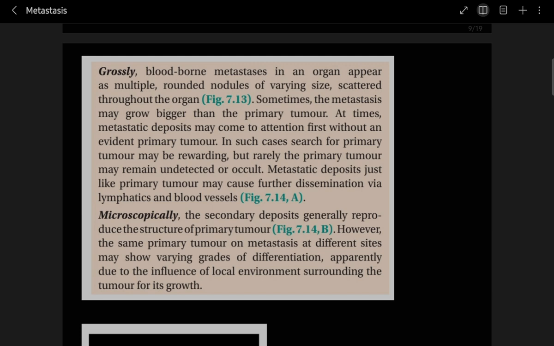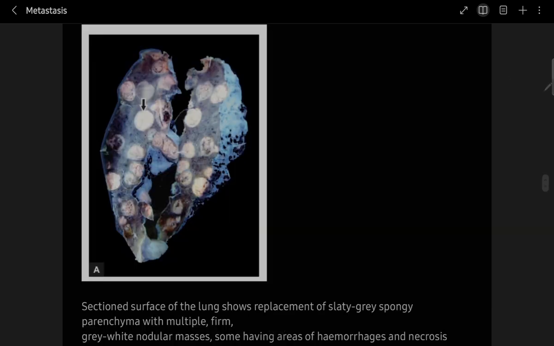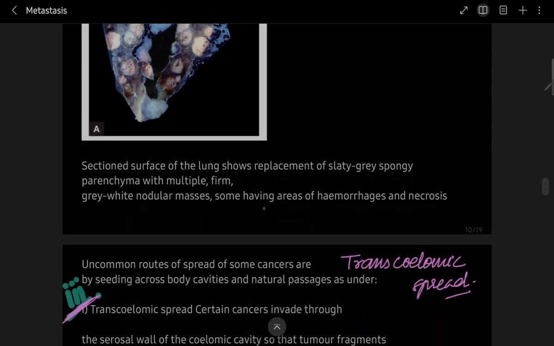Also, they typically resemble the primary tumor microscopically, but can vary in differentiation at different sites due to local environmental influences. Here you can see the section surface of the lung shows the replacement of the slaty grey spongy parenchyma with multiple firm grey white nodular masses, some having areas of hemorrhages and necrosis.